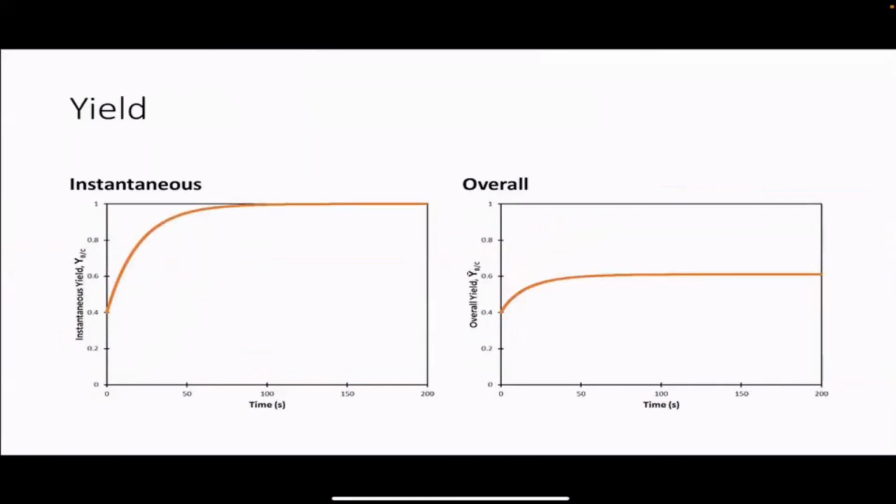We also could do the same thing for the yield, right? Which of course we calculated in the last lecture as well. And here's a really good example where the instantaneous yield of B is actually pretty poor at the beginning, which we would have expected. And the overall yield of B also isn't particularly great. So the portion of A that becomes B is around 60%.